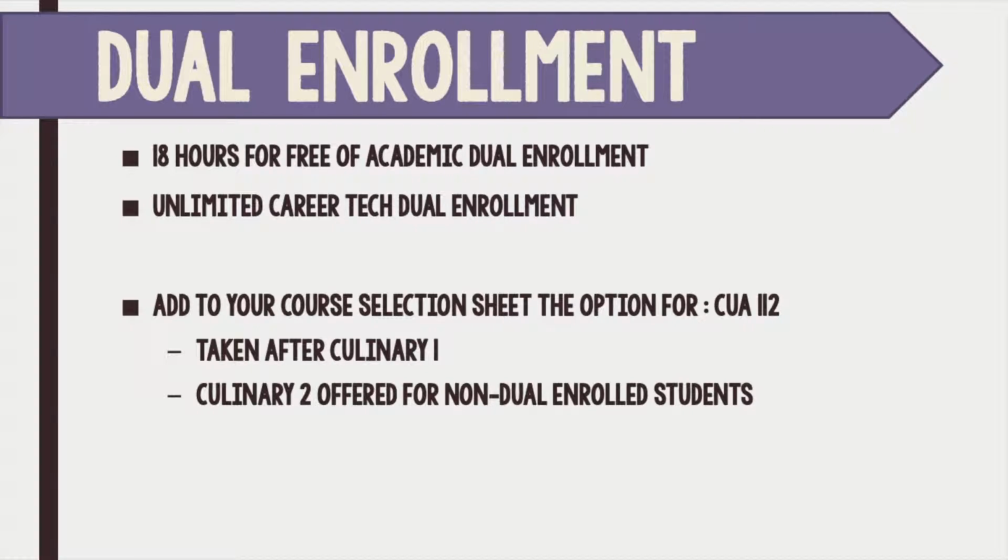Know that you can only receive 18 hours of free academic dual enrollment. Yes, you did hear that it was free, but you do have to pay for your own textbook. After the 18 hours, if you'd like to continue taking courses, you can, but they will bill you and you will have to pay for those classes.